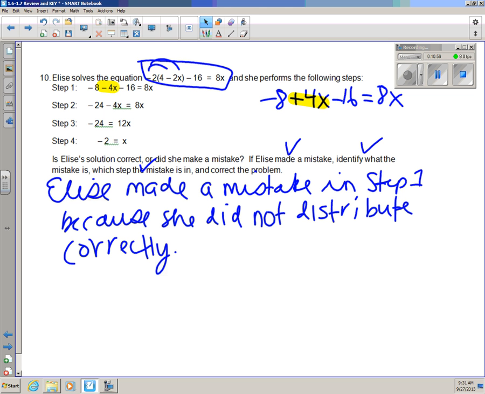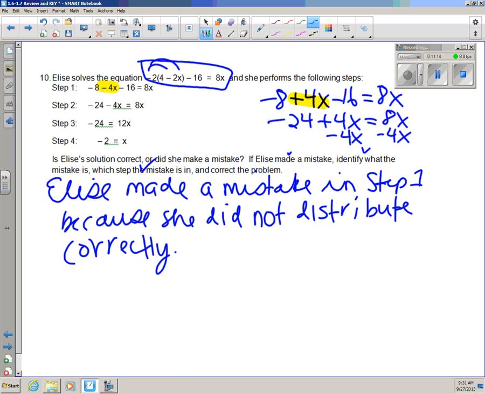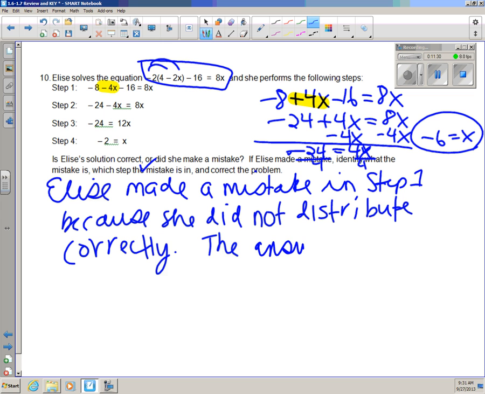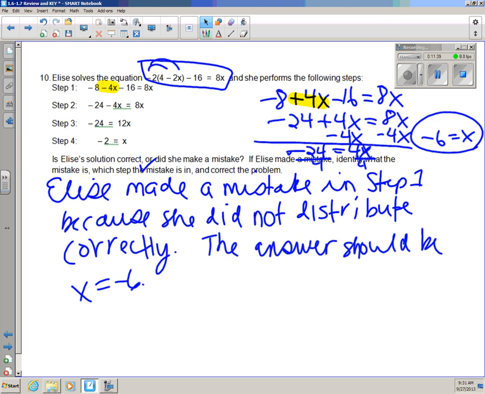So for us, if we were to solve this, let me erase this guy up here. We would combine like terms on the left, and we would say negative 24 plus 4x equals 8x. We'd subtract 4x, and we'd get negative 24 equals 4x. We divide both sides by 4, and we'd get negative 6 equals x. That should be the answer. So I'm just going to put down here, the answer should be x equals negative 6. But let's look at her work, and let's see if she finished the rest of it.